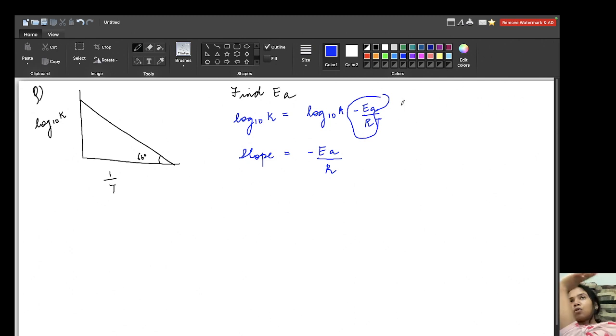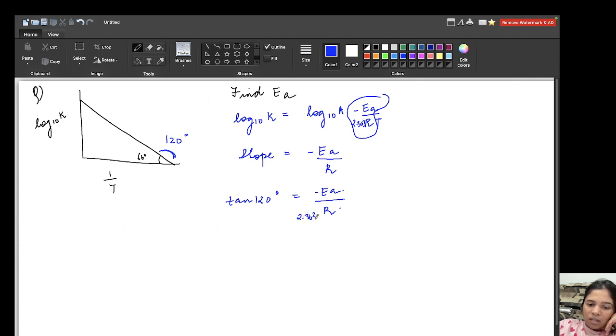What will be your theta? As I told you, always the right side of the left hand. So this is your theta. Theta is 120 degrees. So tan 120 degrees equals minus Ea by R, or if you're writing in log, it is 2.303 R, right? So what will be Ea? Tan 120 is root 3. You can solve the rest: root 3 into 2.303 into R.